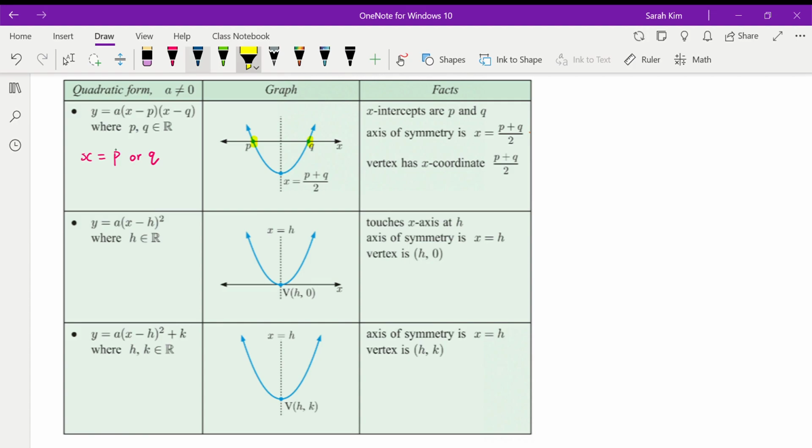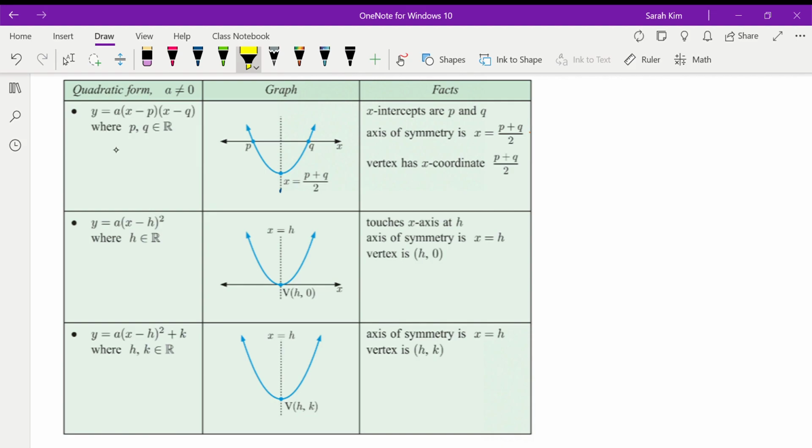Now this axis of symmetry, we should be able to easily figure it out even if we don't know the vertex, because if you think about it, it's halfway between those two points. So if we add them together and then divide by 2, so we're averaging them, we should be able to find the x coordinate of it. So these are some facts we like to use when we have this format, when it's just two linear factors.